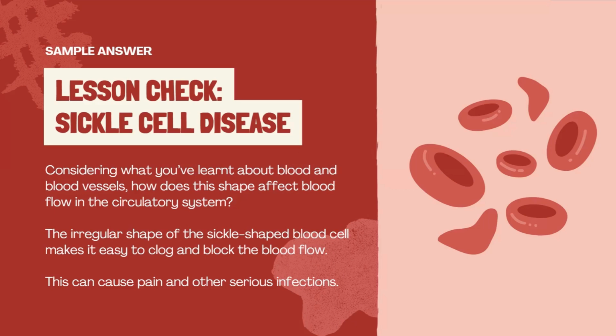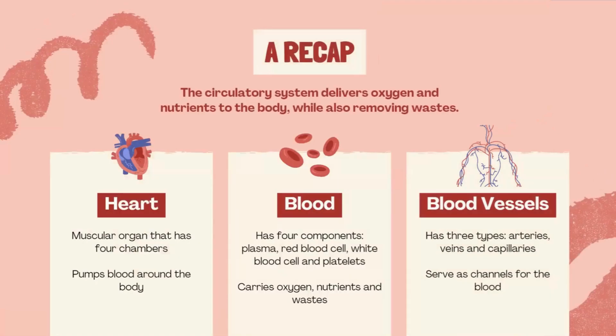Now, class, in today's session, we have looked at the circulatory system, and we have said it delivers oxygen and nutrients to the body while also removing wastes. We said that the human circulatory system has three main components, namely the heart, blood, and blood vessels. We describe the heart as a muscular organ that has 4 chambers, and its function is to pump blood around the body.